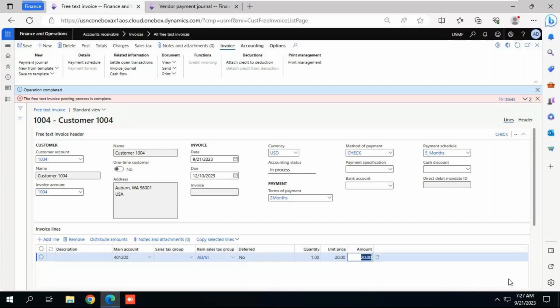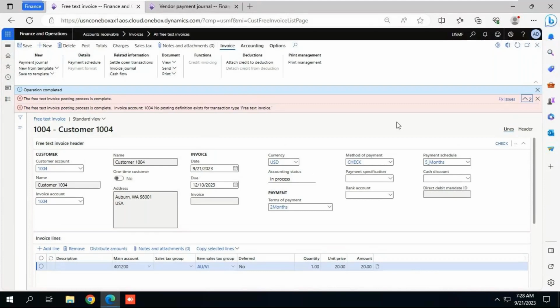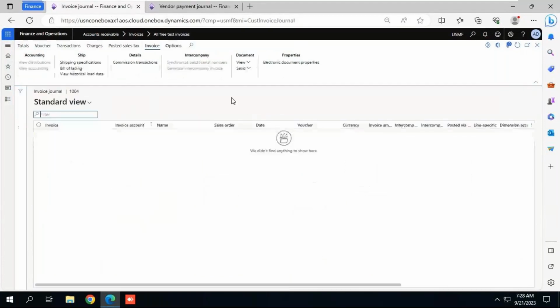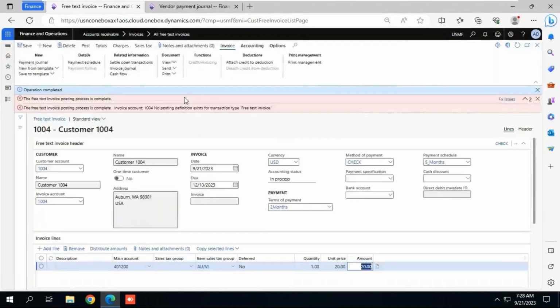Sorry, one second. What happened? The free text invoice posting progress is complete. Why is there an error message? Of posting definitions. Give me a second. This is not a correct one. Let me take duplicate.